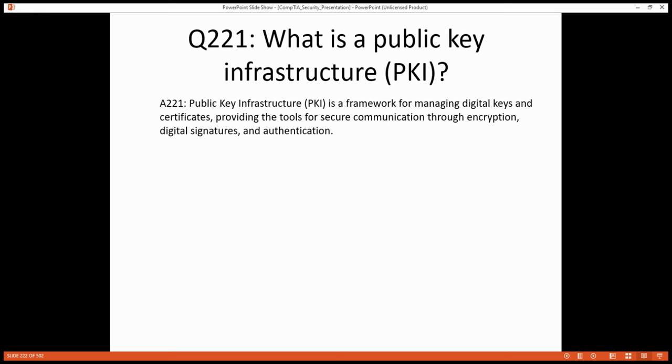Q221. What is a public key infrastructure, PKI? A221. Public Key Infrastructure, PKI, is a framework for managing digital keys and certificates, providing the tools for secure communication through encryption, digital signatures, and authentication.